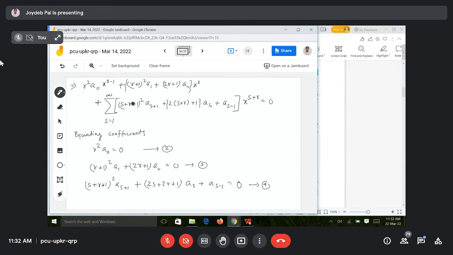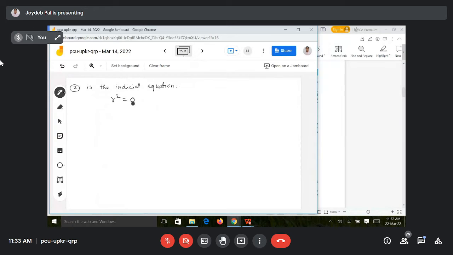Because otherwise a naught will always come 0, so for a non-zero solution we have to assume a naught not equals to 0. So what are the roots? So 0, 0.